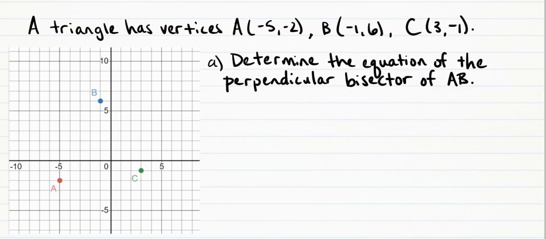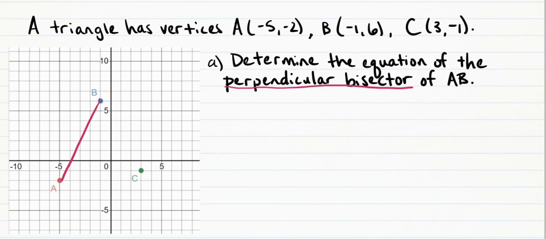It's a little bit different than when we're talking about a median of a triangle or an altitude of a triangle, where we definitely need three vertices to work with. When we talk about a perpendicular bisector, it's just based off of a line segment. So if we're going to determine the equation of the perpendicular bisector of AB, all we need from this triangle is line segment AB. Vertex C is actually not going to be useful to us at all for this particular question. So here, the focus is on the term perpendicular bisector.